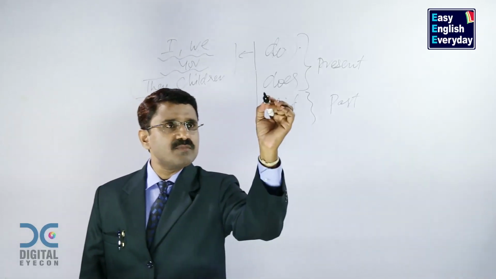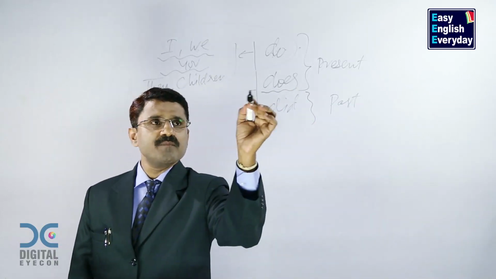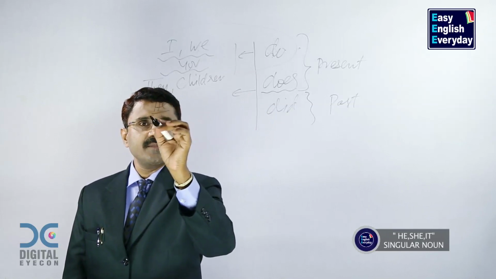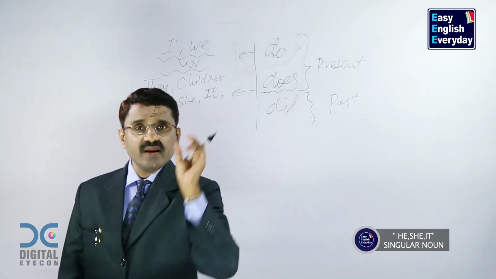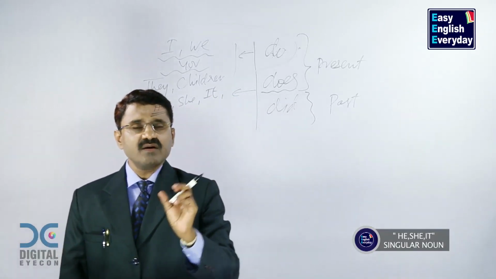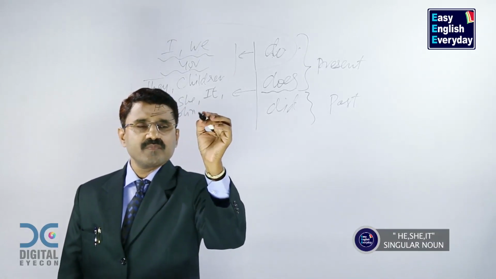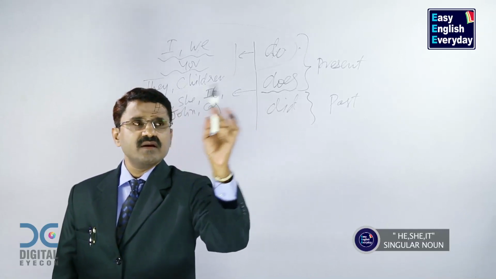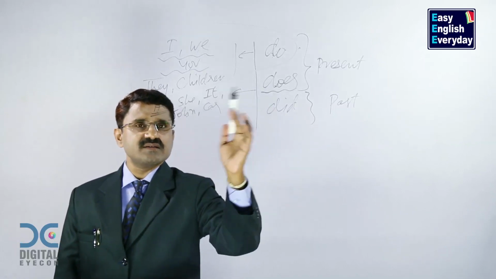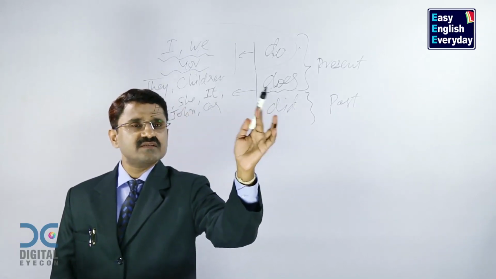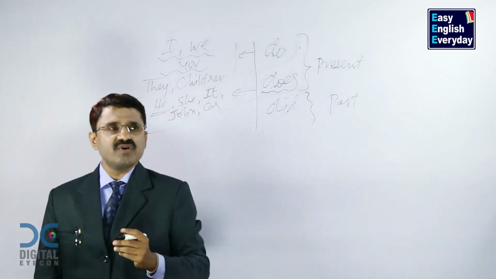Now what about this person? This gentleman goes with four people: he, she, it, then any living singular or non-living thing. Let us say John, or any non-living thing like car. He does, she does, it does, John does, car does. These are all basics. These are all fundamentals.